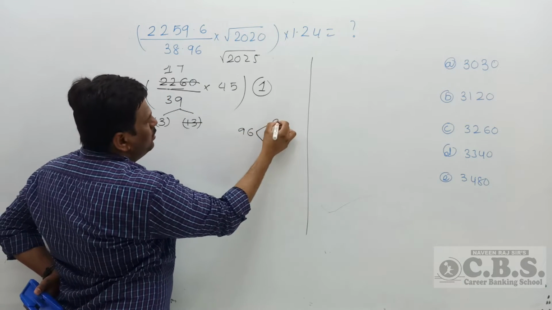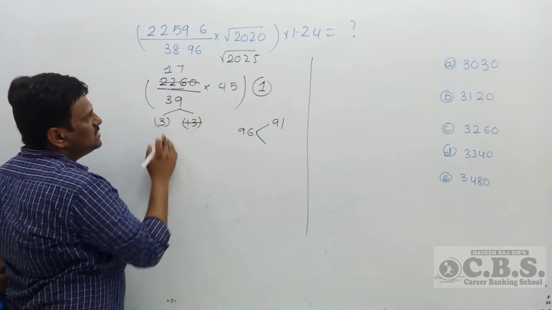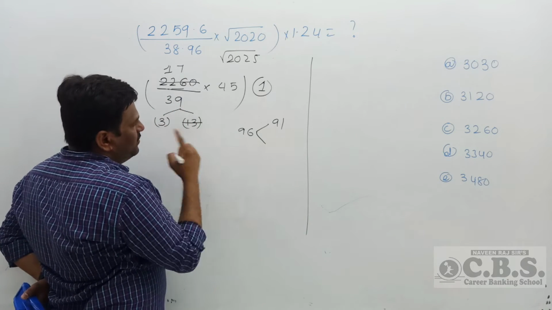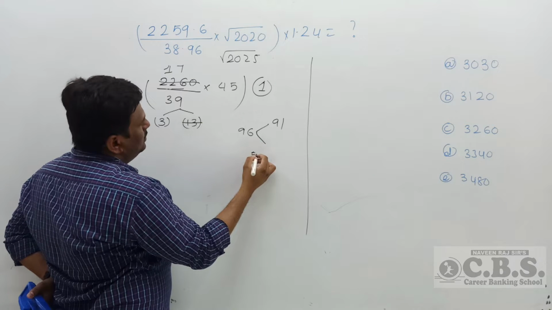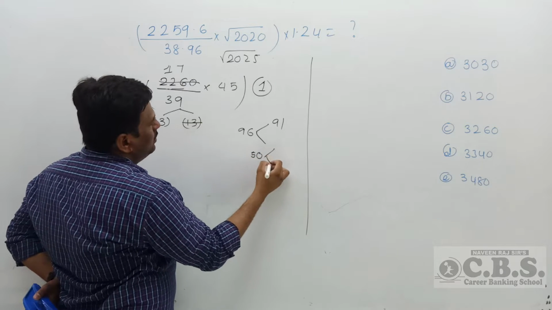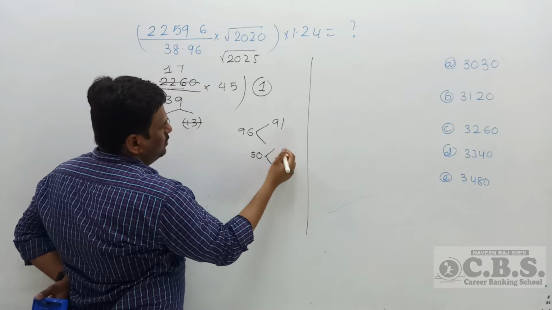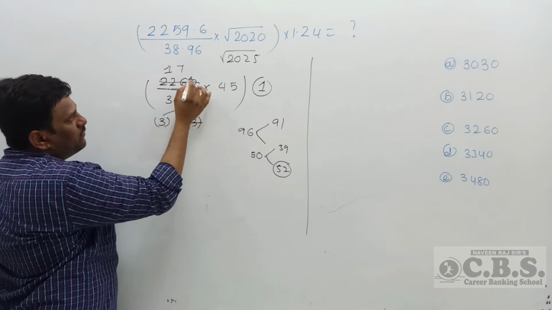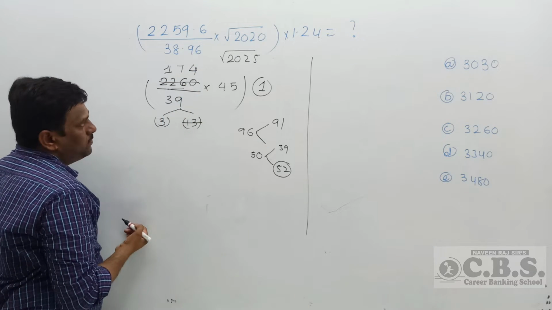So in the 9 table, which value is near? 91 is near. So 13 sevens are 91. So 91 means what? How much value is left? It is 50. In the 13 table, which value is near? 39, and it is 52. Which value is 52? So 13, how many times do you get in? 4 times. Okay, 4 times.